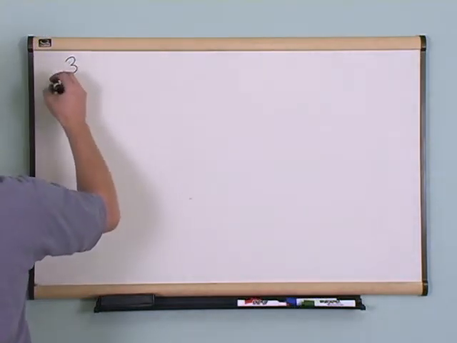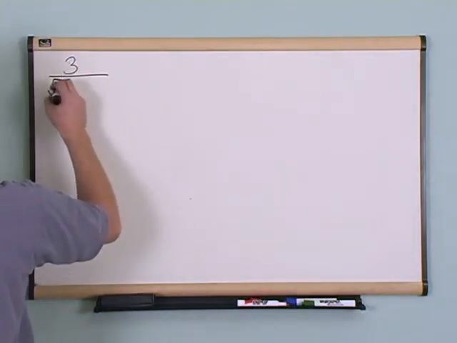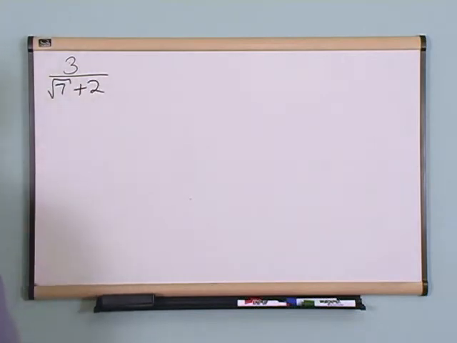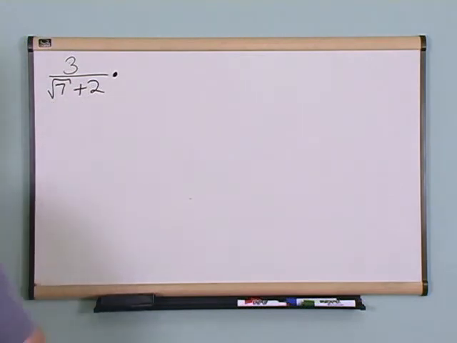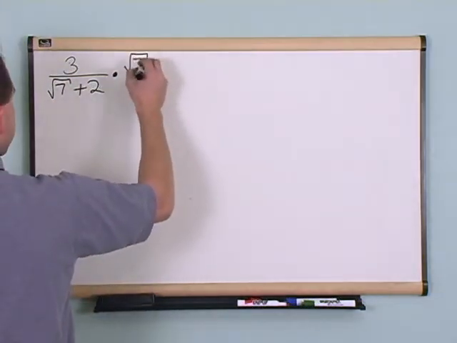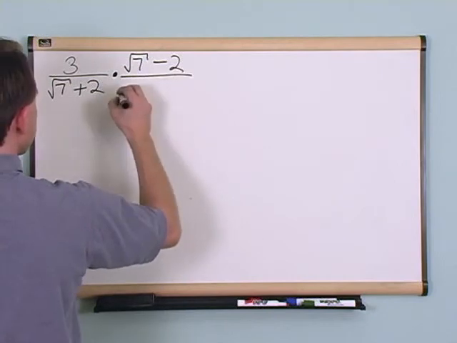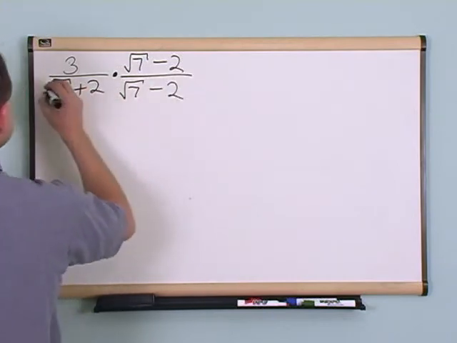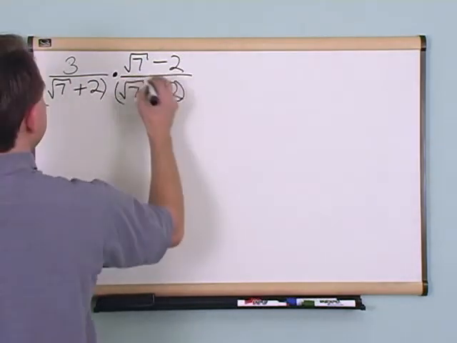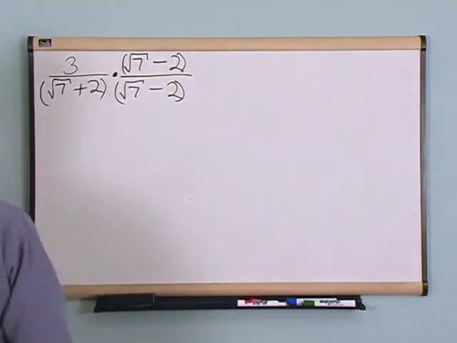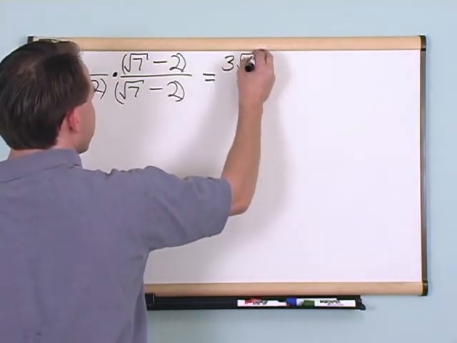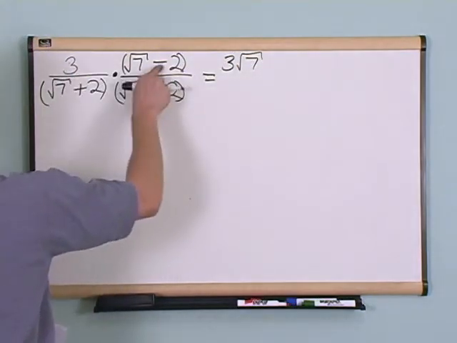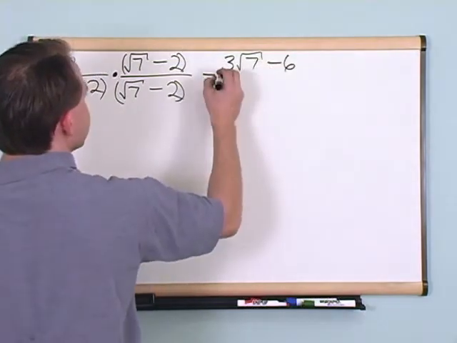We'll do one more problem just to kind of solidify that. If you have 3 over root 7 plus 2, because I've got this root in the bottom, I'm going to multiply both of these things by square root of 7 minus 2 over square root of 7 minus 2. And that's going to do what I want it to do. In the numerator, 3 times root 7 is just simply 3 times root 7. 3 times negative 2 is negative 6.